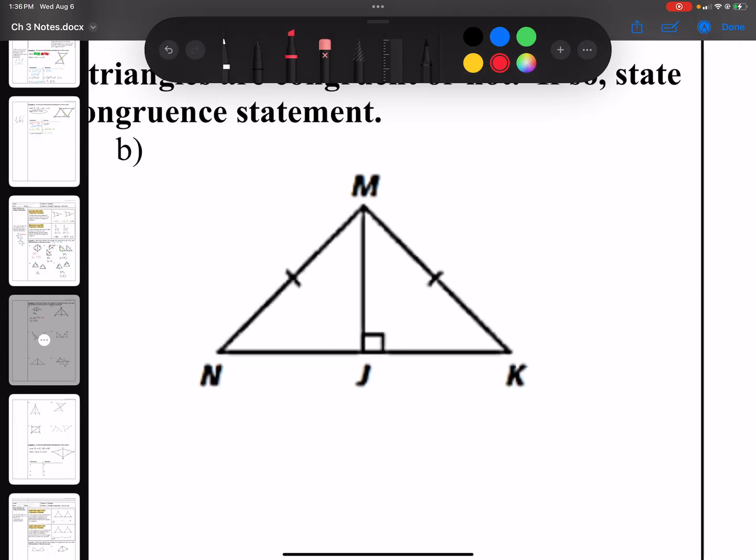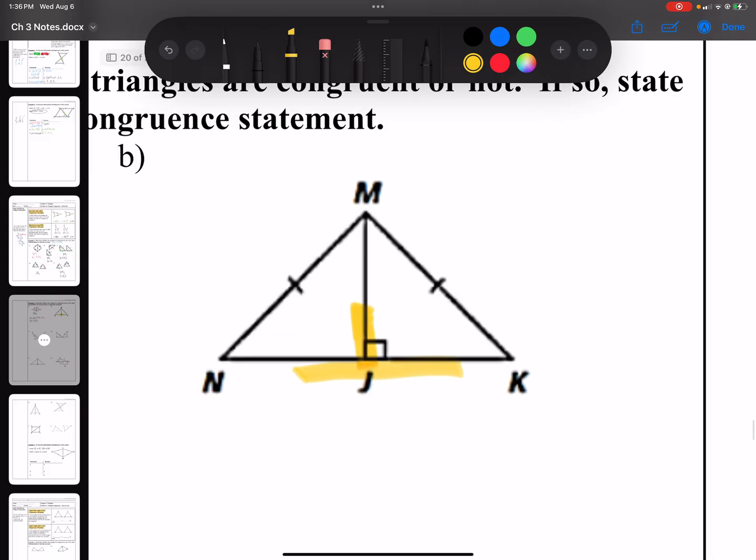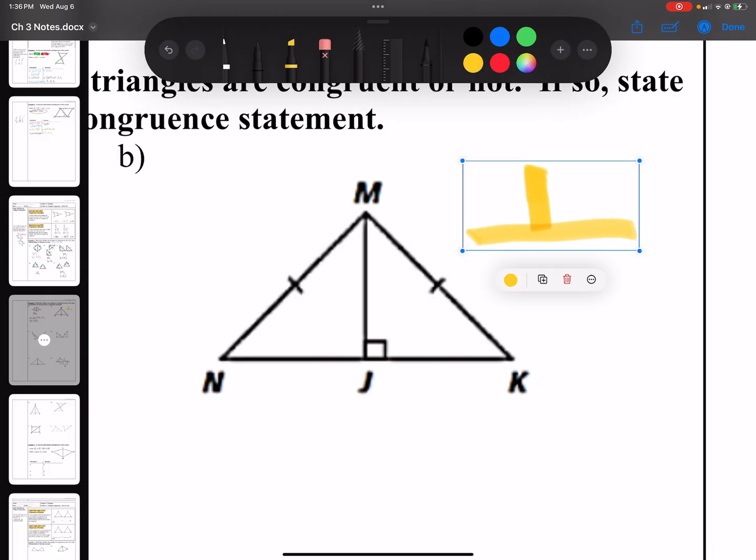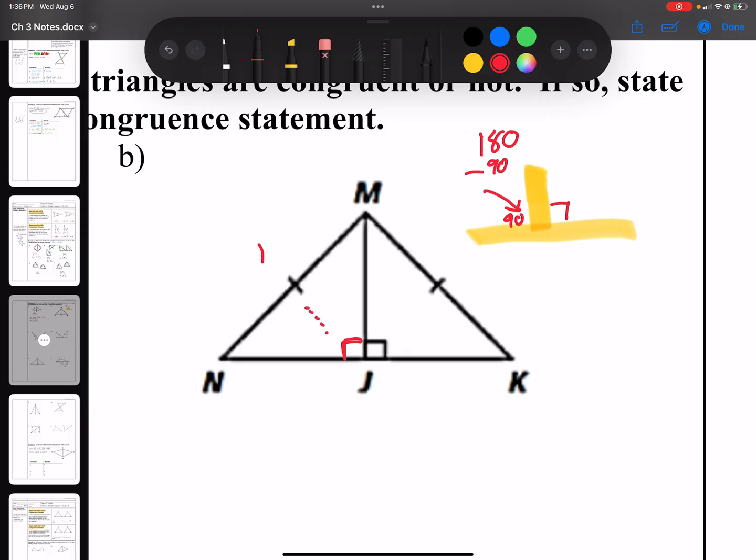Now, at the bottom here, this is a straight line, meaning this is a linear pair. I've got a linear pair there at the bottom, and this is 90. Well, if you subtract 180 minus 90, that means this is also going to be 90. So that's also going to be a right angle, which means they're both right triangles. This is the hypotenuse in that triangle, and this is the hypotenuse in that triangle.